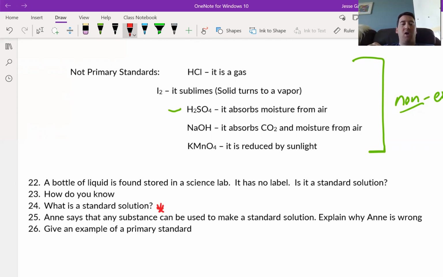All right, that's what you should always be doing in an exam question if you can, giving examples. Next one: give an example of a primary standard. There's 2 of them, you choose sodium chloride or anhydrous sodium carbonate.